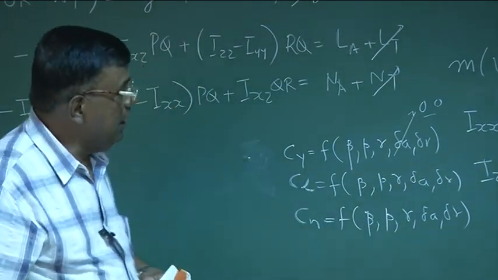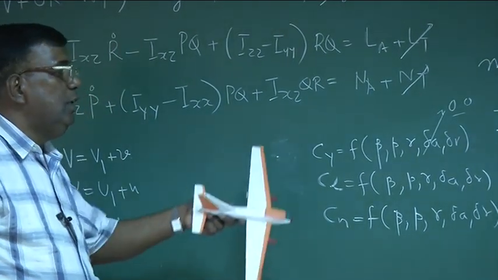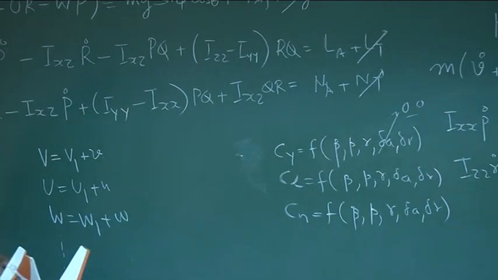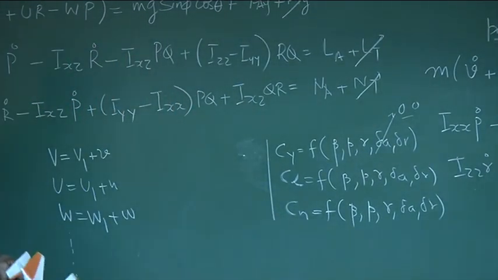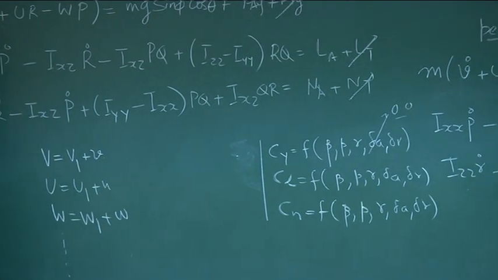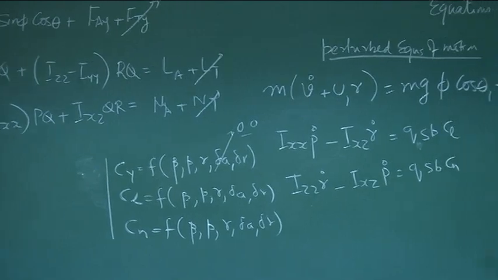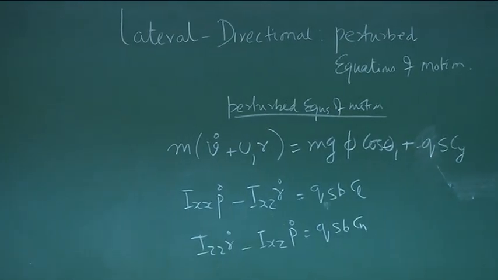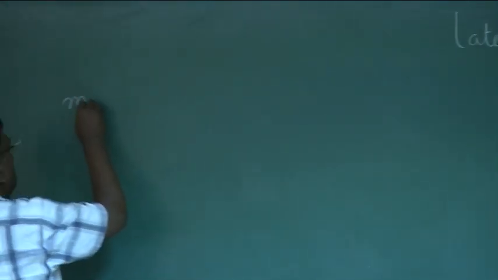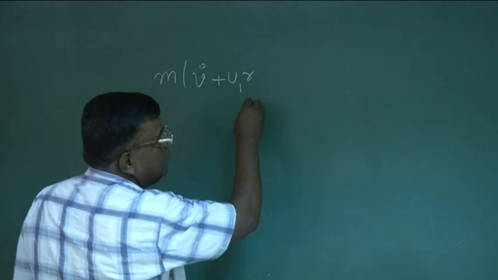That also you understand. Similarly, you can extend that understanding for Cn in the similar direction. So as long as you understand that Cy, Cl, and Cn will be functions of all these motion variables and control variables, for me the life is simpler. I can write the right hand side. Let me take one example. I write m v dot plus u1 r. This is the perturbed equation of motion.